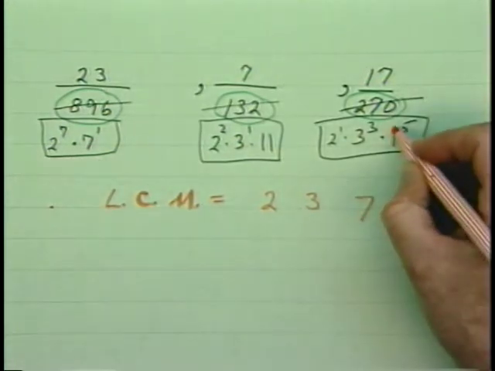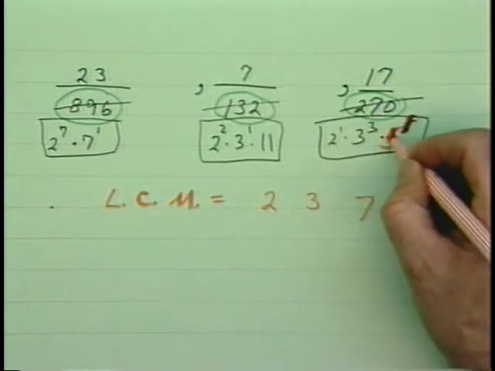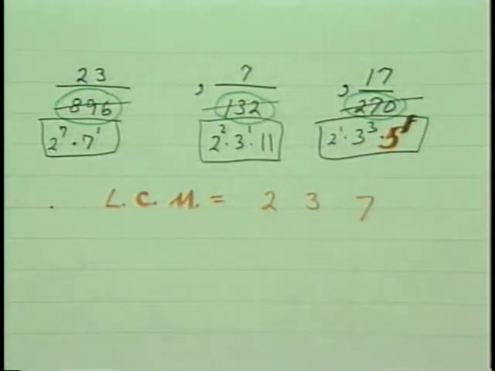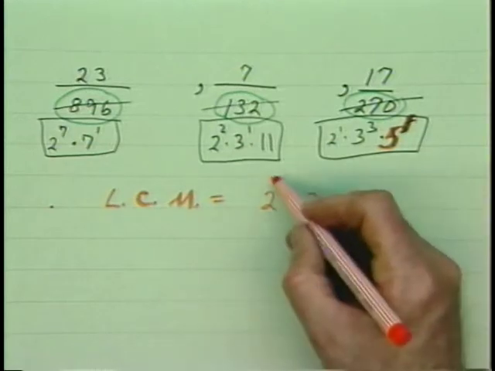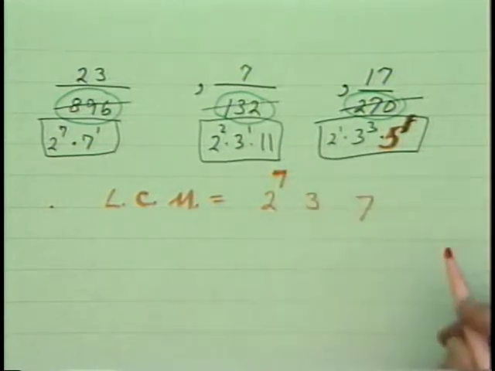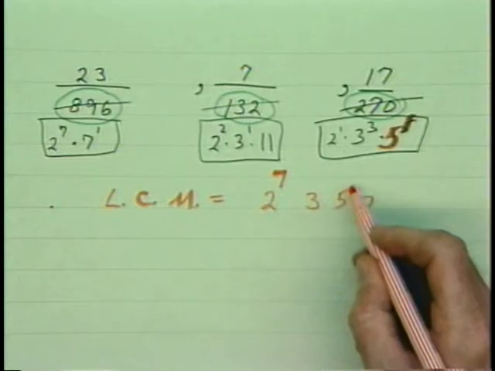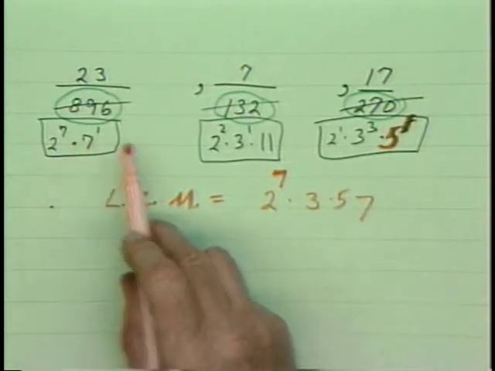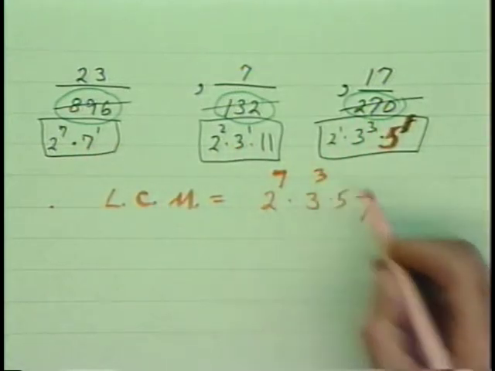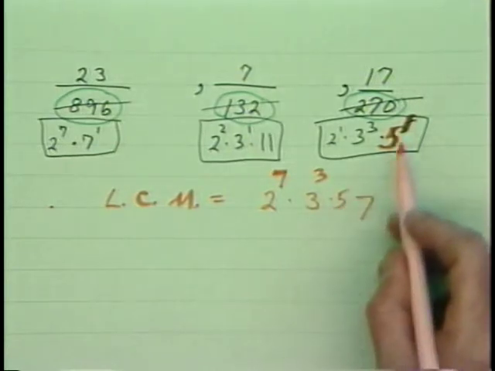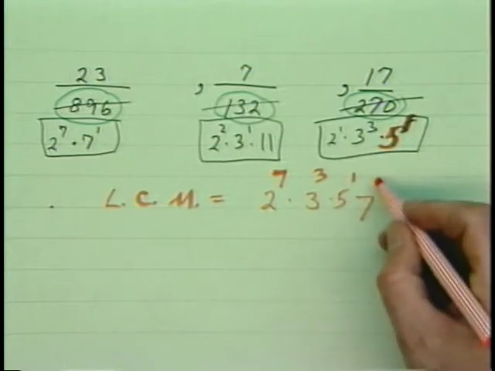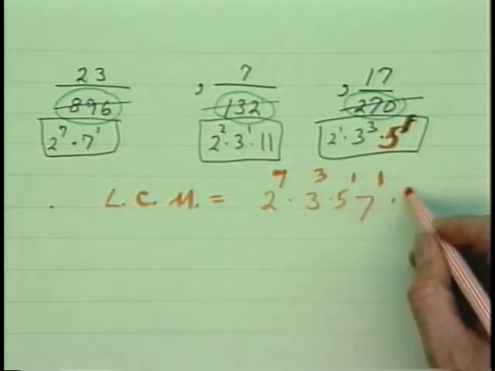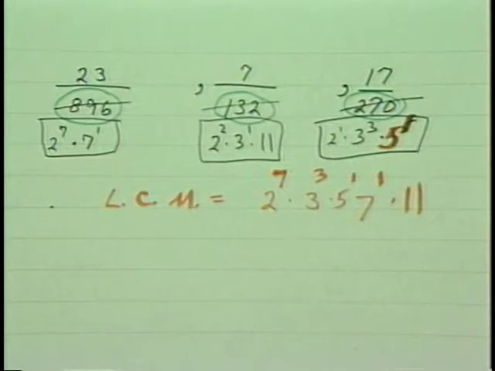And this should have been a 5 to the first here, shouldn't it? And then the highest exponent used on 2 was 7. The highest exponent on 3 was 3. The highest exponent on 5 was 1. Highest exponent on 7 was 1. And we also had an 11, didn't we?